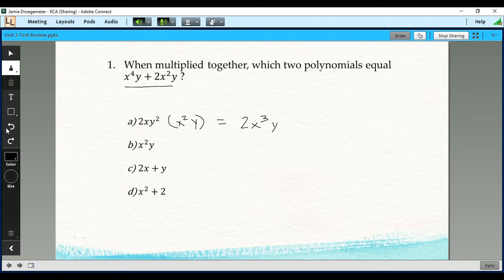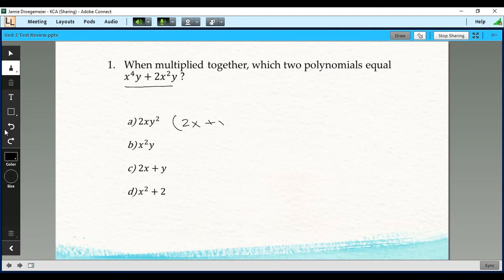So one thing we can notice right away is that one of these has to have two terms in it so that we're distributing. So that means that we're going to be taking A times either C or D, or we're going to be taking B times either C or D. And so let's take a look at A if we multiplied it by 2x plus y. Well, first of all, you can see if I take 2xy squared times 2x, that's going to give me 4 for the coefficient. So I know right away that it can't be A and C. Let's see if it could be A and D.